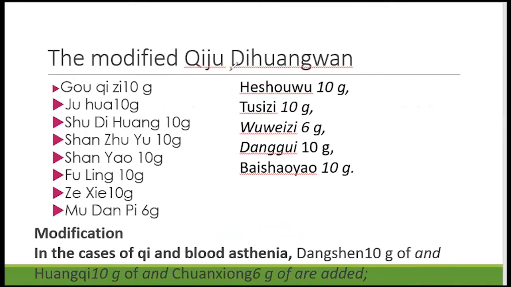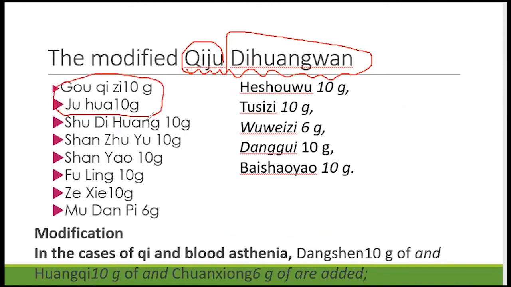So the formula, we go to Qi Ju Di Huang Wan. We talked about this one before. Di Huang Wan tonifies the kidney. Gou Qi Zi and Ju Hua go to the eyes. So that's the formula we specially use for people who have eye problems caused by kidney deficiency, mainly kidney yin deficiency. So that's Di Huang Wan here.